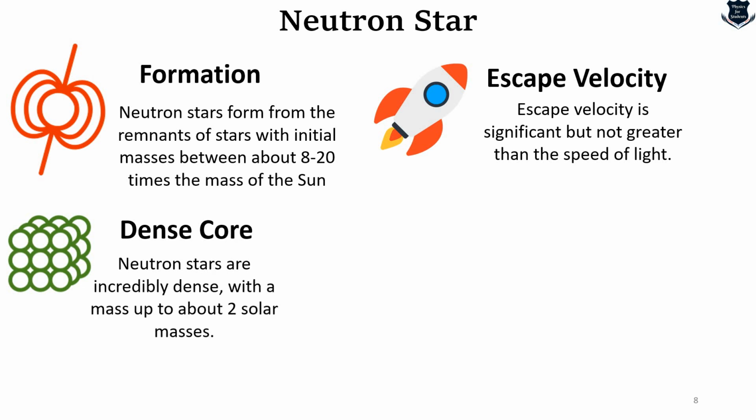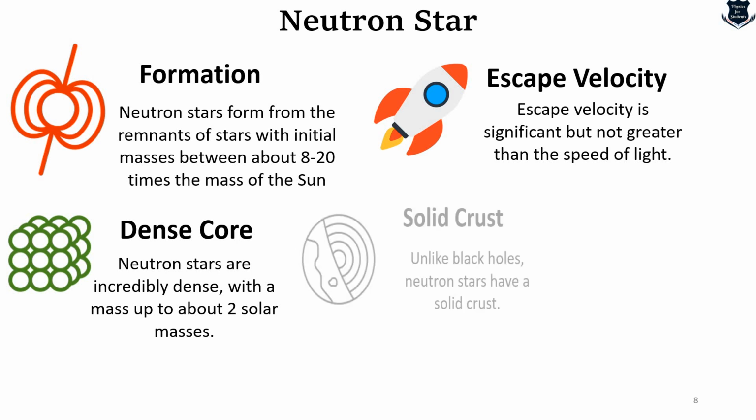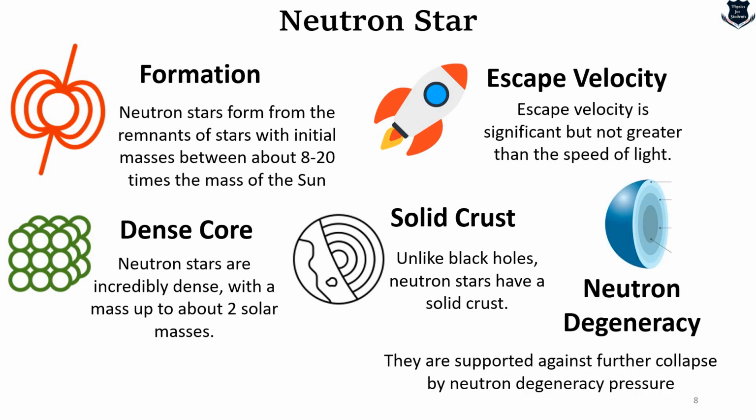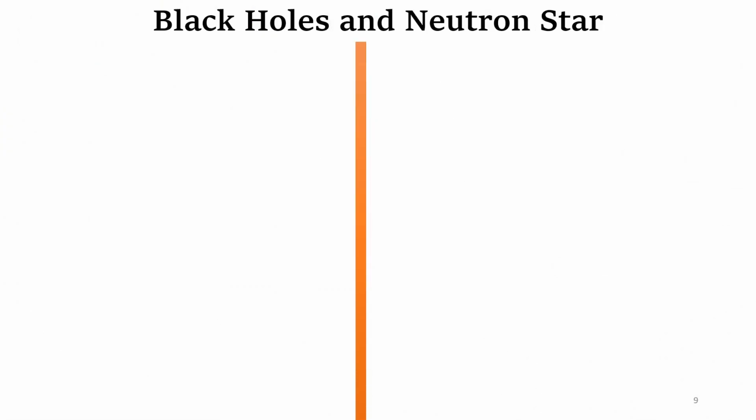Neutron stars are incredibly dense, with a mass of about 2 solar masses compressed into a sphere about 20 kilometers in diameter. They have a solid crust and a superfluid core primarily composed of neutrons. And most importantly, they are supported against further collapse by what is called neutron degeneracy pressure, which is a quantum mechanical effect. Now, if I go forward, what are the key differences between a black hole and a neutron star? Here is the first one.